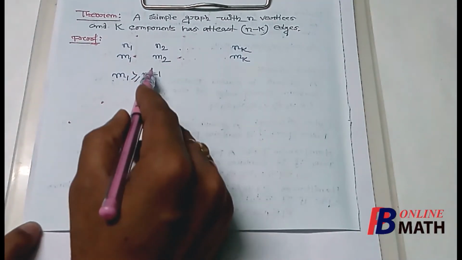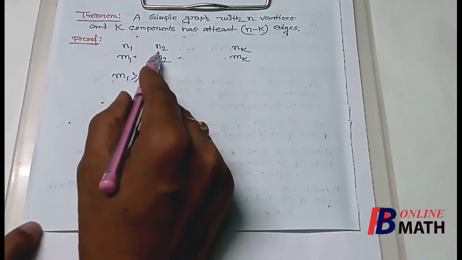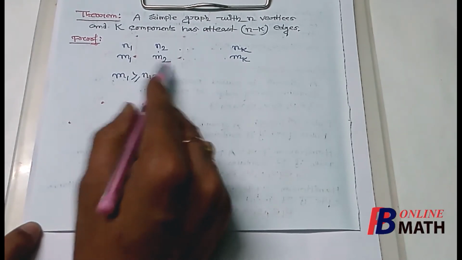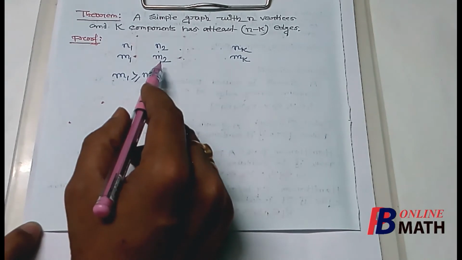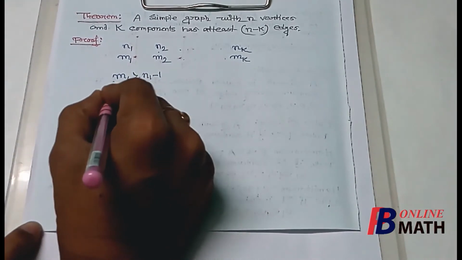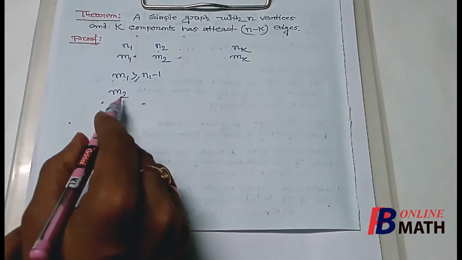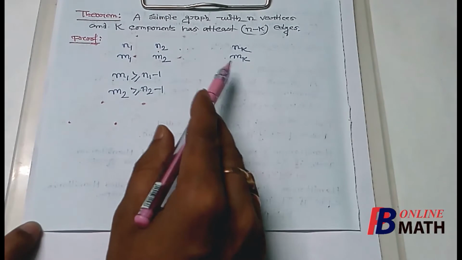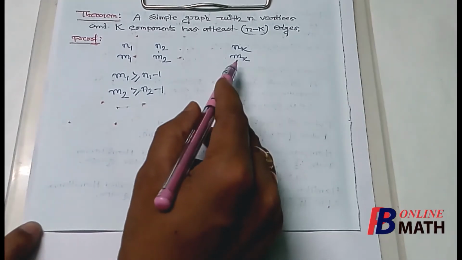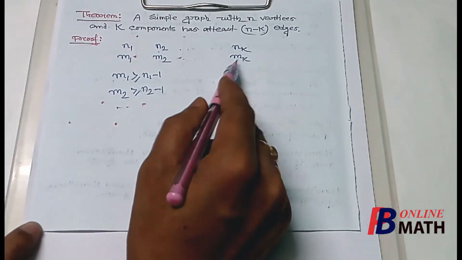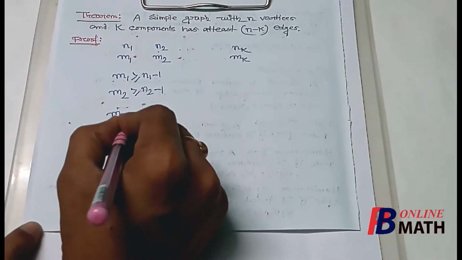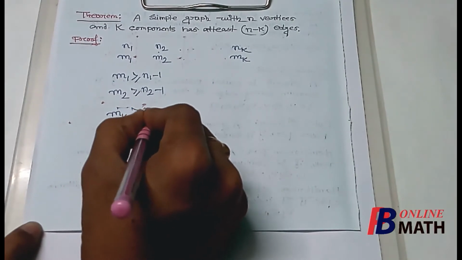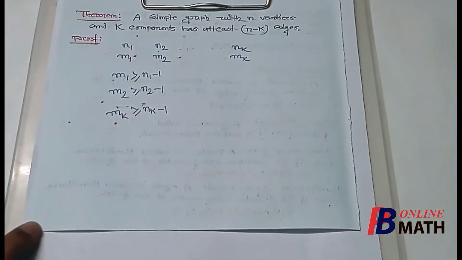Similarly for this component, since it is connected, it has n2 number of vertices, so the minimum number of edges should be n2 minus 1. So for this component, the number of edges m2 is greater or equal to n2 minus 1. Now continuing in this way, we can easily find that for the last component or the kth component, the minimum number of edges is nk minus 1. So the number of edges is greater or equal to nk minus 1.